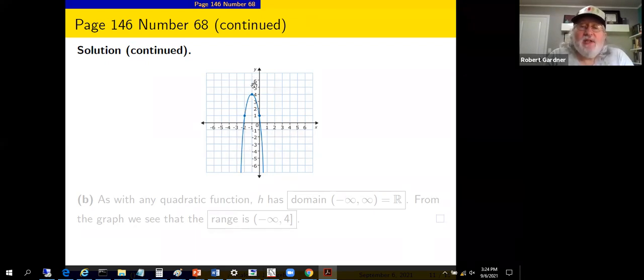Remember, we had an axis of symmetry of x equals -1. Hey, look at this. This is 1 unit to the right of that axis, and this is 1 unit to the left of that axis. So it's the symmetry that gives us that.